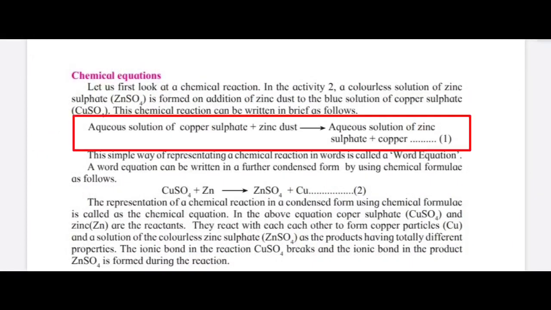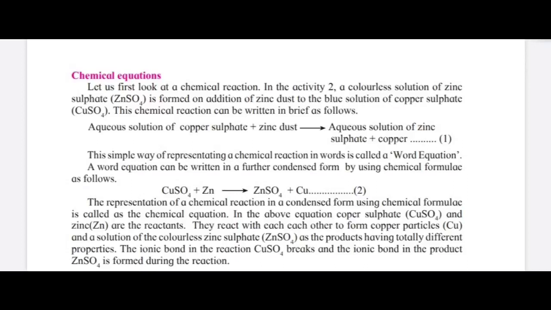Let us study the chemical equations in detail. Let us take the example of formation of zinc sulfate when zinc dust is added to a solution of copper sulfate. It can be written as aqueous solution of copper sulfate plus zinc dust giving you aqueous solution of zinc sulfate plus copper. This simple way of representing a chemical reaction is called a word equation.